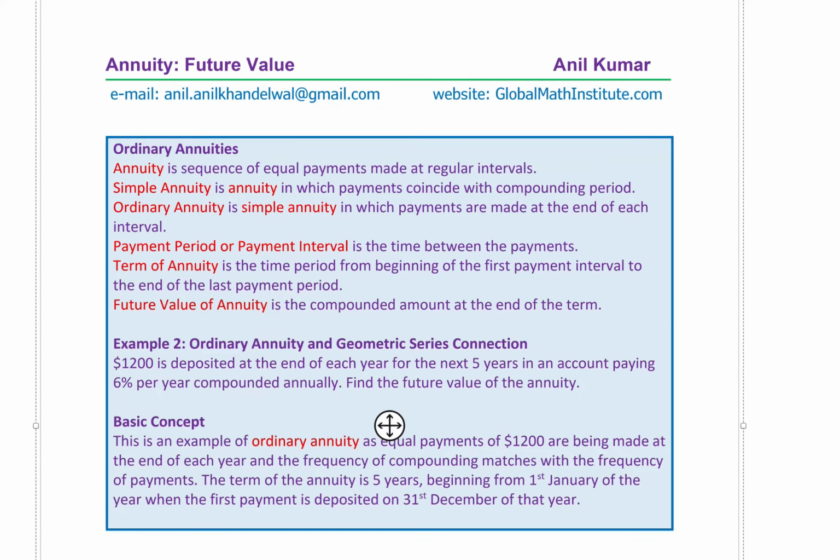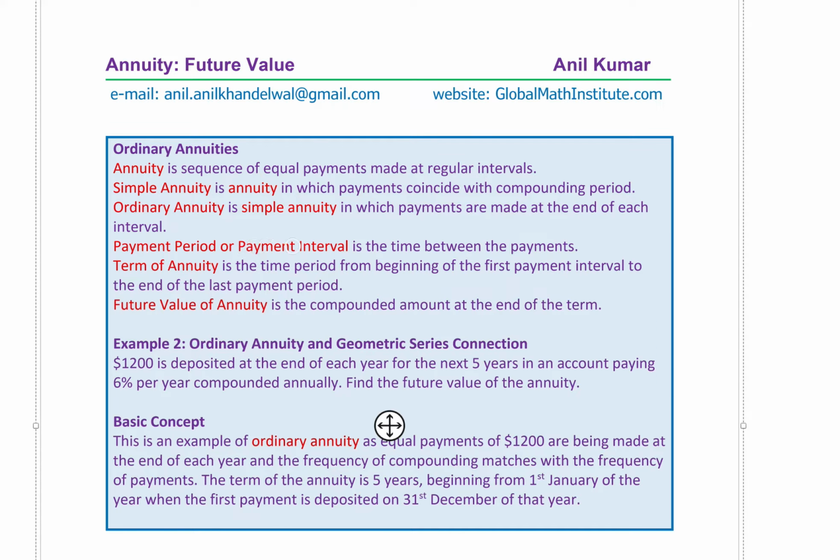Now, let's talk about annuities, some definitions. An annuity, as we had been saying, is a sequence of equal payments made at regular intervals. A simple annuity is an annuity in which payments coincide with the compounding periods. And an ordinary annuity is a simple annuity in which the payments are made at the end of each interval.